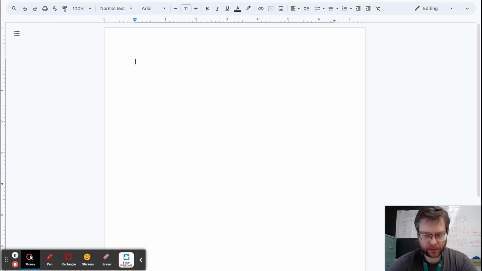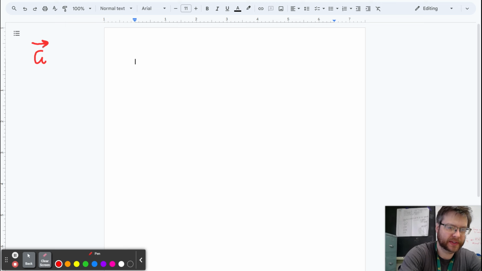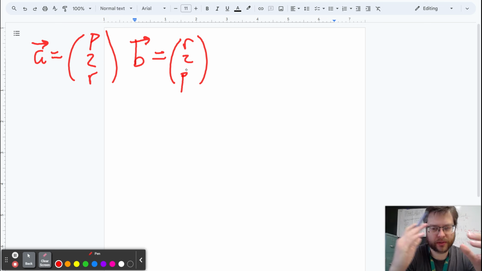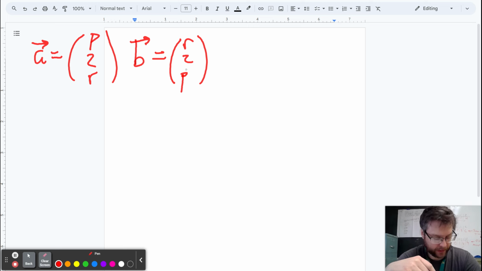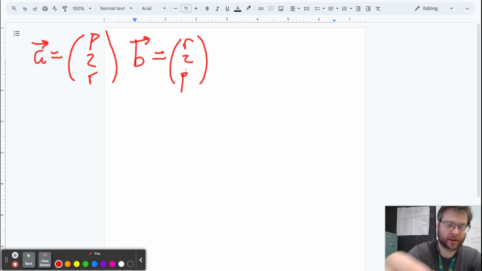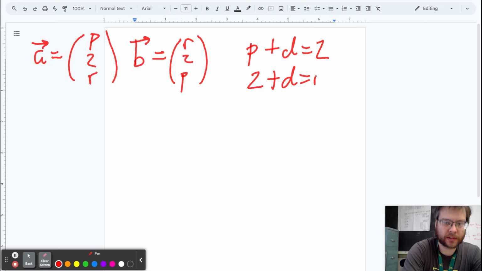All right, hello everybody. So we've got a question here about vectors, and it's slightly a weird question. We're told that vector A is P, 2, R, and vector B is R, 2, P, and we're told that those components are arithmetic sequences. So if you add the same difference, you'll get from P to 2 to R, and then on B, it's in the reverse order. So R minus D is 2, and 2 minus D is P. So they're arithmetic components. And so P plus the common difference is 2, 2 plus the common difference is R.